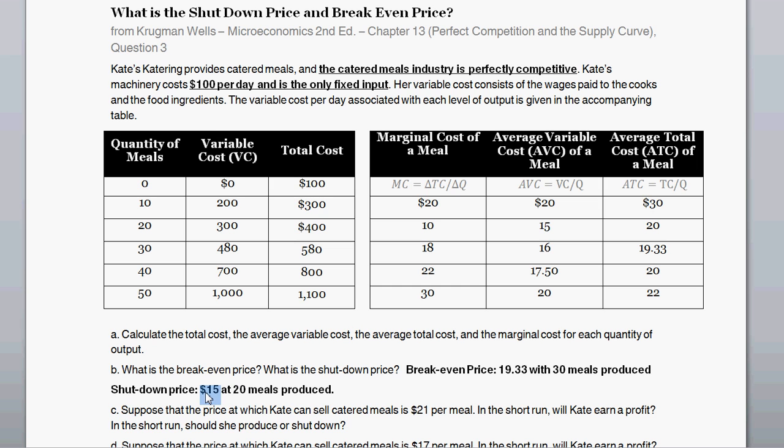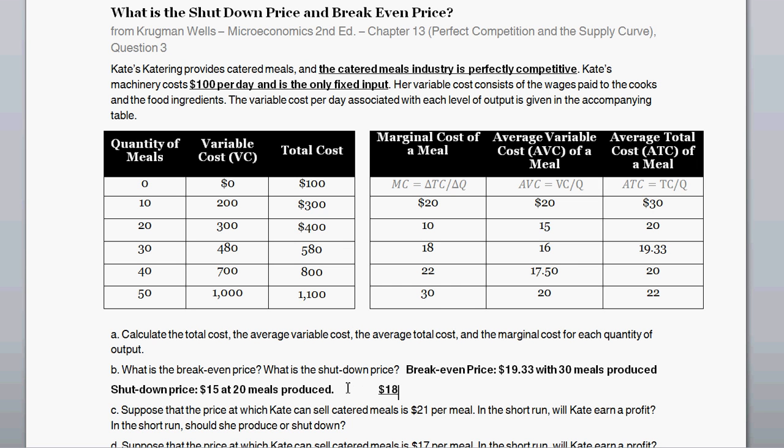So what happens between $15 a meal and $19.33? Let's say that the market price is somewhere in between there, so $18 per meal. At a price of $18 per meal, what happens? We know that the firm's making economic losses because the minimum average total cost is $19.33, but it's still covering its variable cost because the minimum average variable cost is $15. So this firm's not going to shut down. It's going to continue to operate.